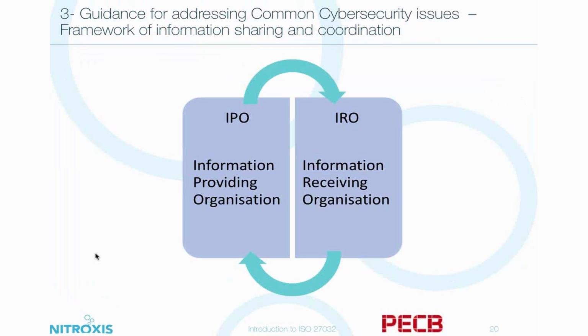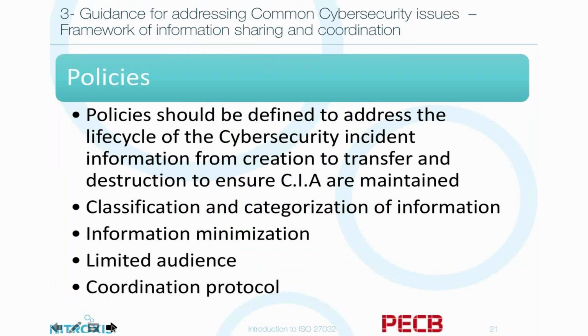And then IPO, what's related to that? IPO, the sender of the cybersecurity related information. That's it. While IRO is the recipient of the cybersecurity information. And this section of the standard provides guidelines for the implementation of a secure, reliable, effective, and efficient information sharing and cyber incident response framework. The framework includes the following areas. By areas, I mean policies at first. So policies should be defined to address the life cycle of the cybersecurity incident information from creation to transfer and destruction, to ensure confidentiality, integrity, availability are maintained.